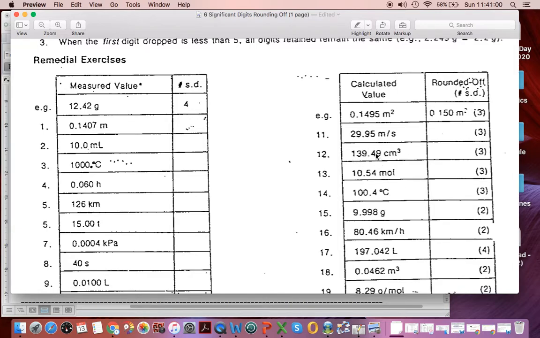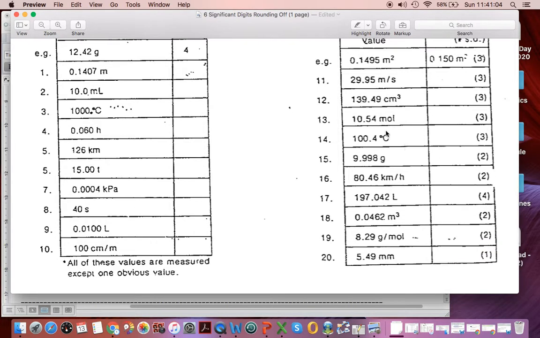139.49, well, 49, that's less than half, so it's going to be 139 centimeters cubed. In this case, 10.5, the 4 is going to round down, so we're going to stick with 10.5 moles. 100.4, we're going to go 100, and we have to put a dot at the end, or we would go 1.00 times 10 squared degrees Celsius.